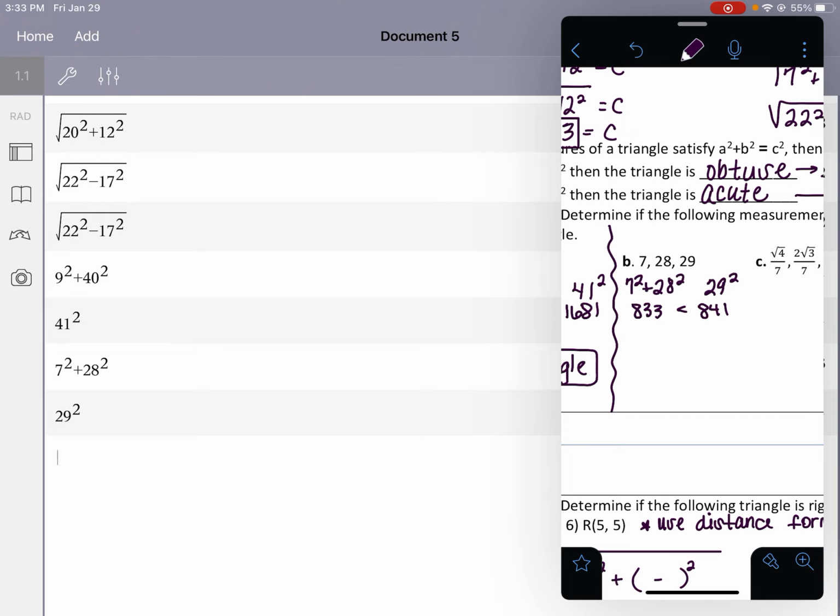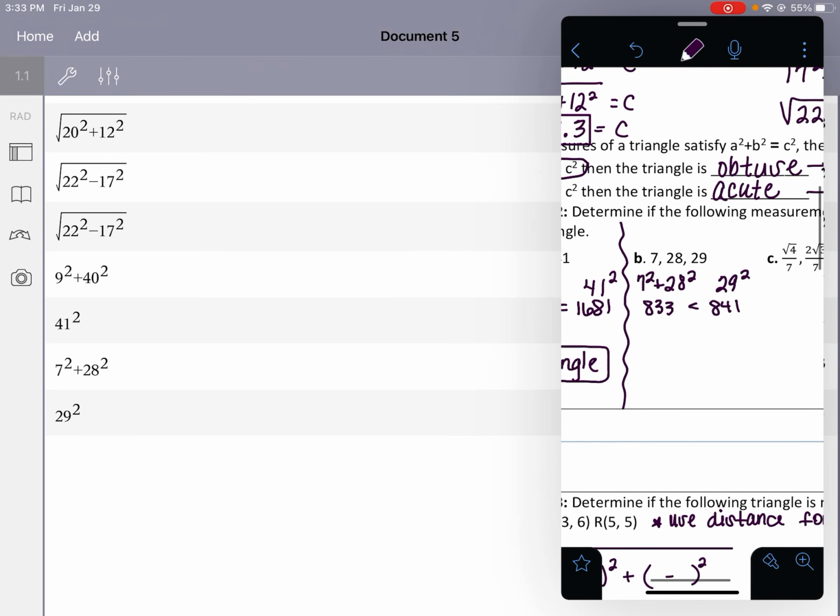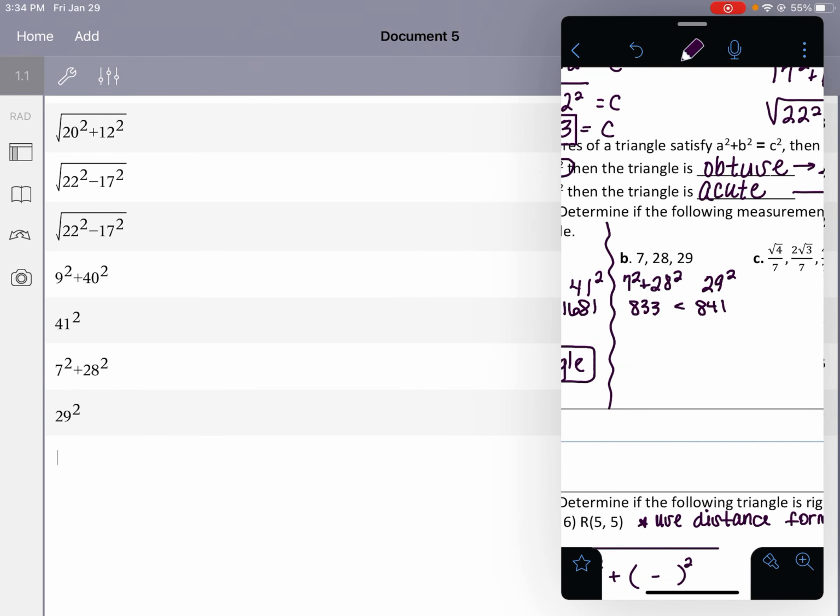So since the two that we added were less, if we look back up here, then the triangle is obtuse. So again, since the two that we added together were less, that's going to be an obtuse triangle.